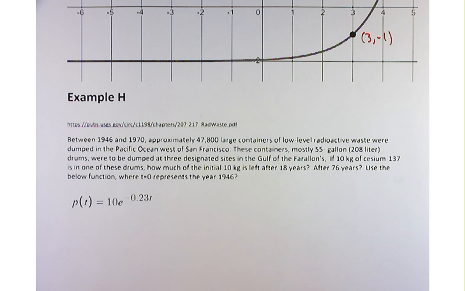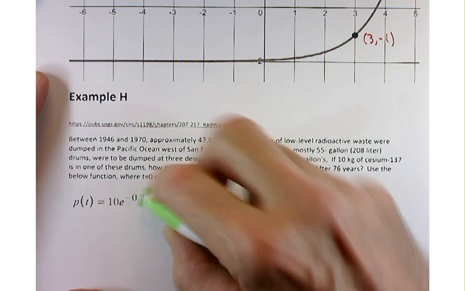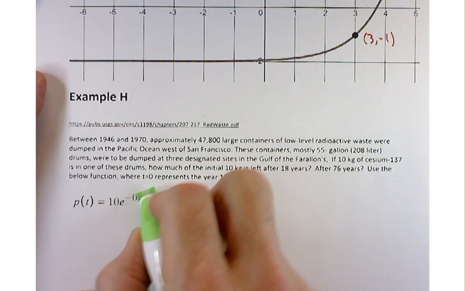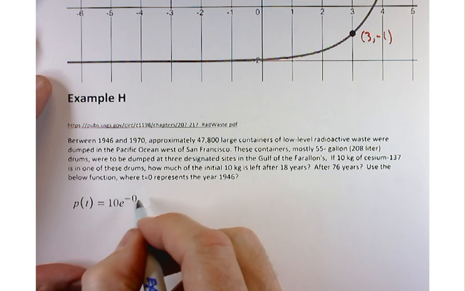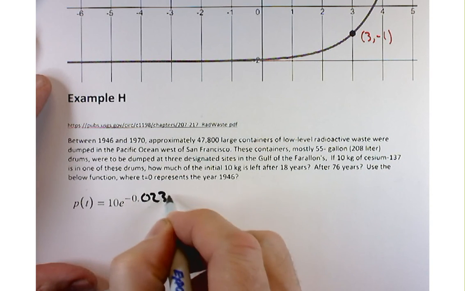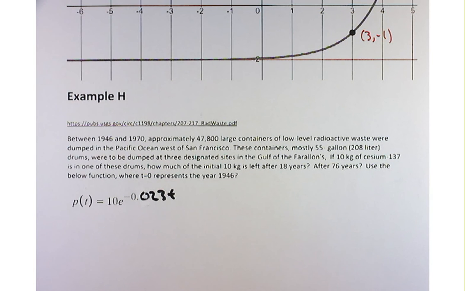So the question is, how much radioactivity would be left? And I guess it's going to depend on how long you've been waiting. Now, there's a little typo in this. That should be negative 0.023 T. I left off the zero. So annoyed.